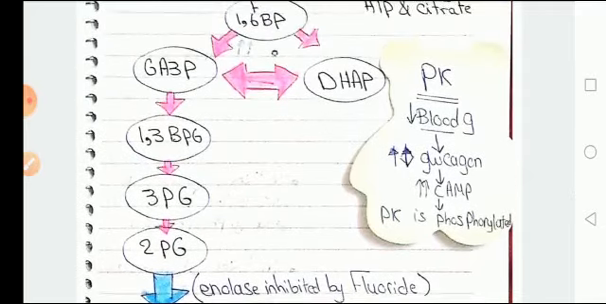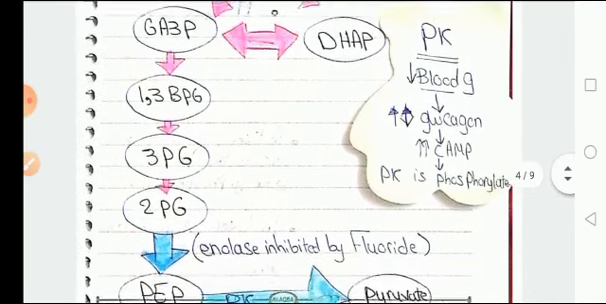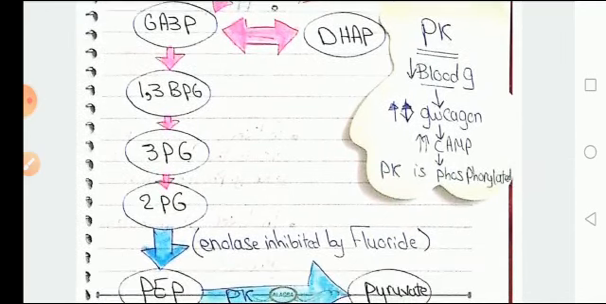How? During fasting, my blood glucose level decreases, leading to increased secretion of glucagon by pancreas. Glucagon is going to bind to specific receptors, increasing the synthesis of cyclic AMP. Cyclic AMP would lead to phosphorylation of pyruvate kinase. The phosphorylation of pyruvate kinase leads to the inhibition of the enzyme.